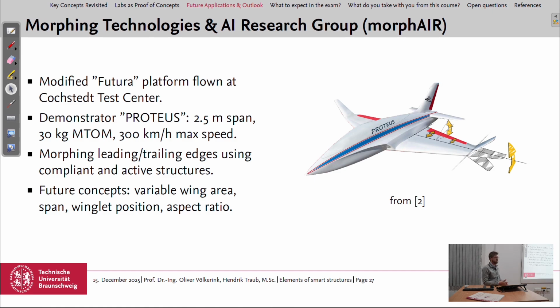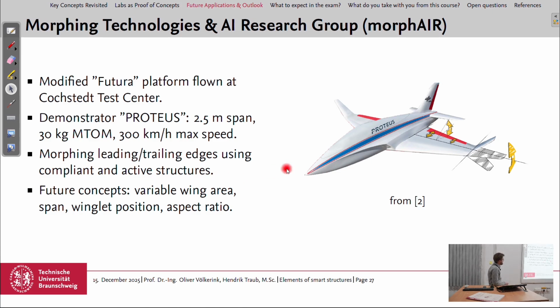German Aerospace Center has bought an airport close by Braunschweig to do all the drone testing there, where there is no public traffic. They called the demonstrator Proteus, which has a 2.5 meter span, 30 kilogram maximum takeoff weight, and can reach up to 300 kilometers per hour as maximum speed.